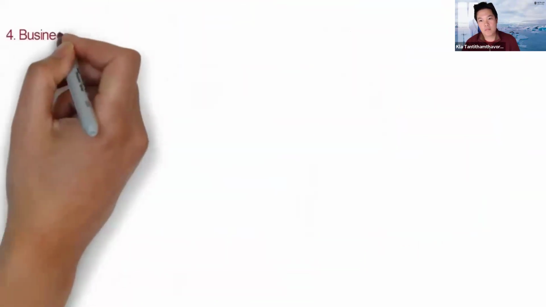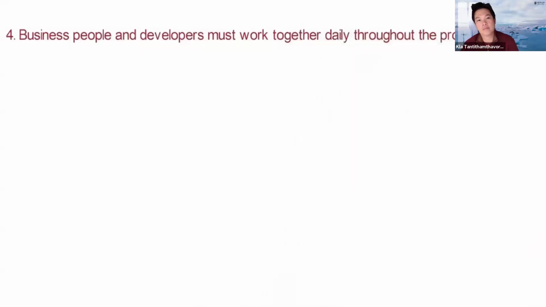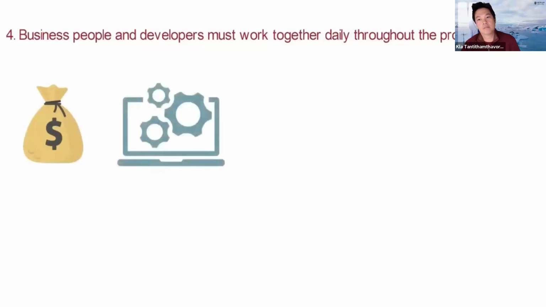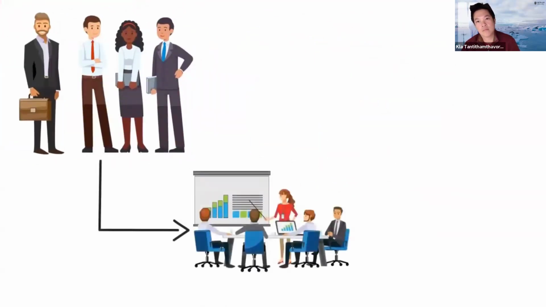Fourth principle. Business people and developers must work together daily throughout the project. This principle helps in keeping the business aspect and the technical aspect of the product on the same page. When business people and developers work together, they gain a common understanding of the direction towards which the project is moving.